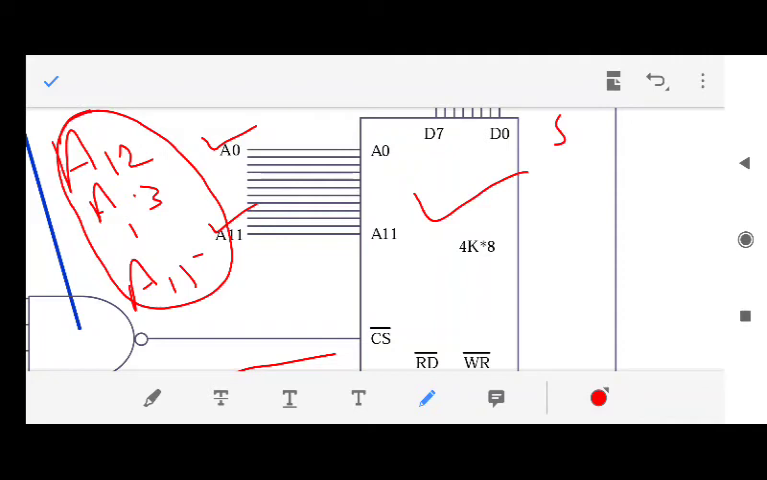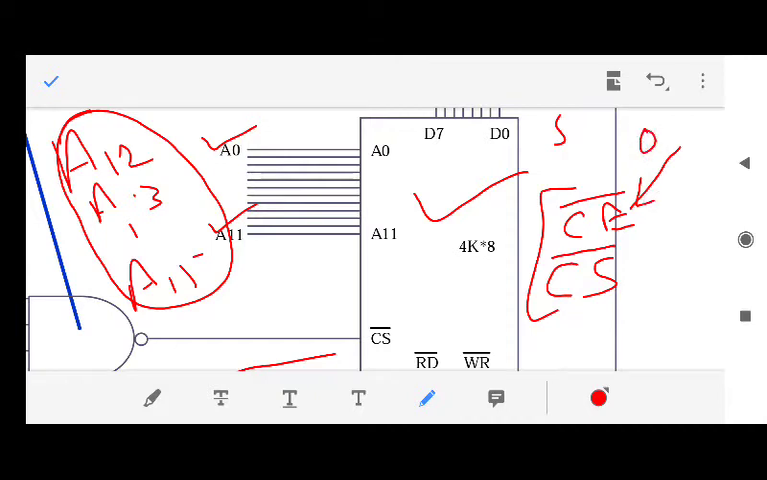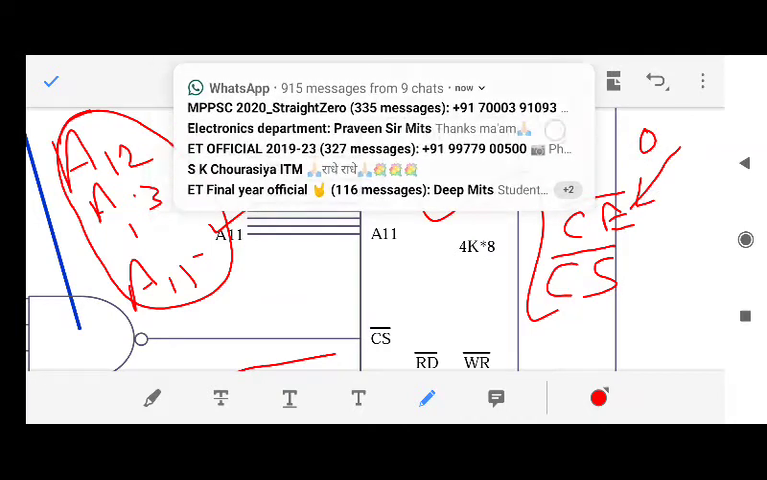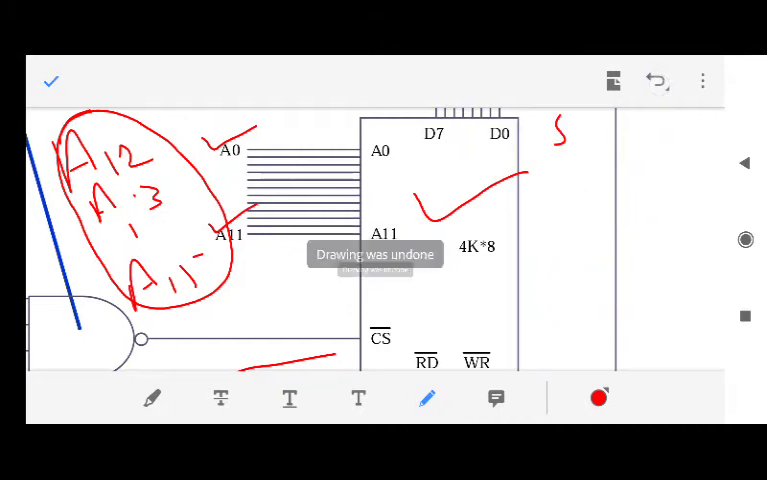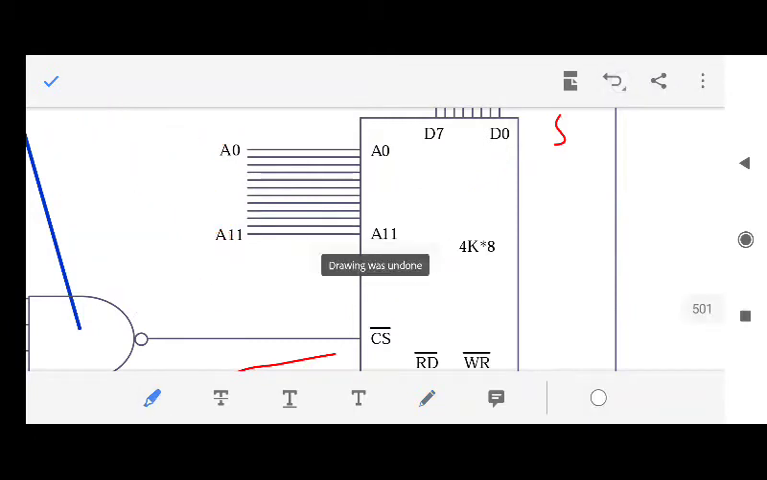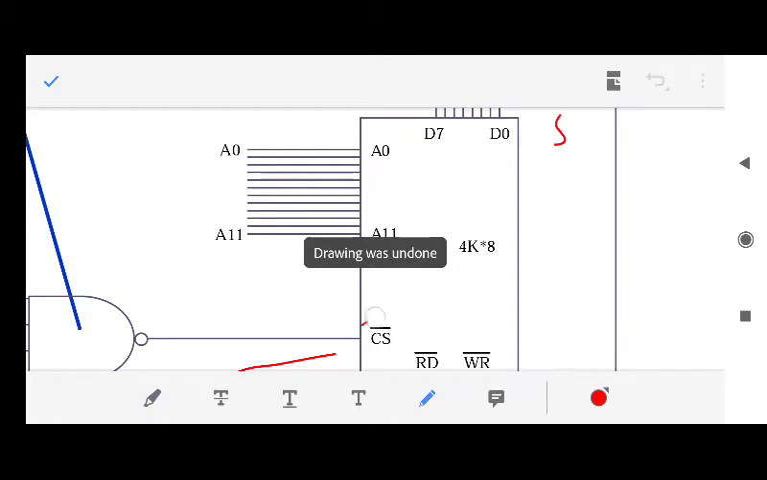Fine. How to select this chip? Please remember, we have a special pin on the memory which is known as chip select, sometimes also known as chip enable. And what type of signal is it? It is an active low signal. What is an active low signal? Active low signal means whenever the signal coming to this pin is 0, only then it is active. That's why it is known as active low signal. So this is the pin in the memory, either known as chip enable or chip select.